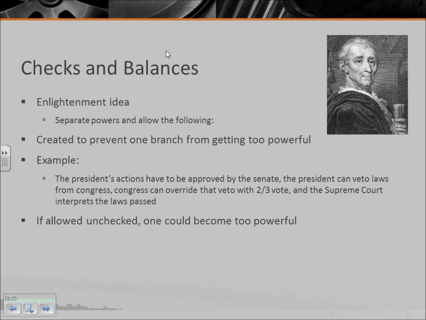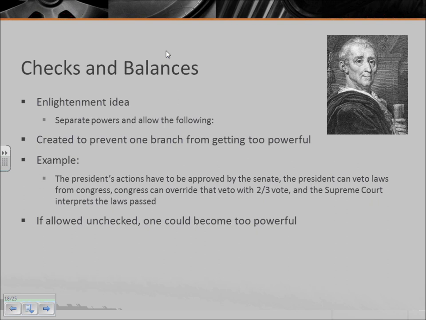All right. Back to these Enlightenment ideas. As far as checks and balances goes, this plays back in our separation of powers. This is an Enlightenment idea. It goes back to the concept of Montesquieu and whatnot. But basically, checks and balances is created to prevent one branch from getting too powerful, such as the president overwhelming the other two, in which case you would have some kind of form of tyranny. So it is a prevention measure.